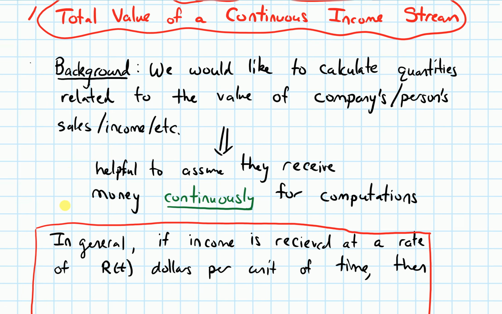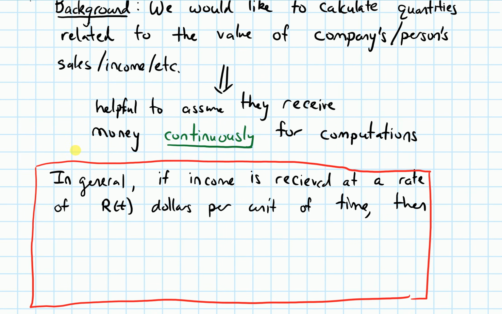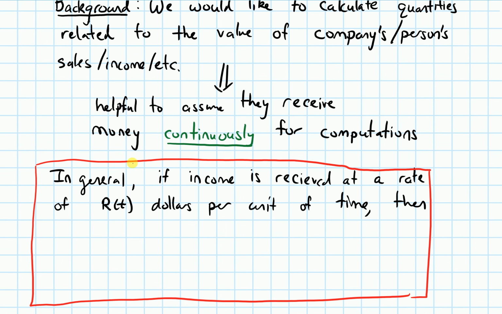Alrighty, so one of the types of functions that we've looked at the integral of before is the rate of change of some function. So specifically, let's say that we're looking at the rate of change of an income function. So in general, if income is received at a rate of R of t dollars per unit of time, then when we look at the integral of this function R of t, that's the rate at which income is received on some interval from a to b, this is going to represent the net change in income over that time period.